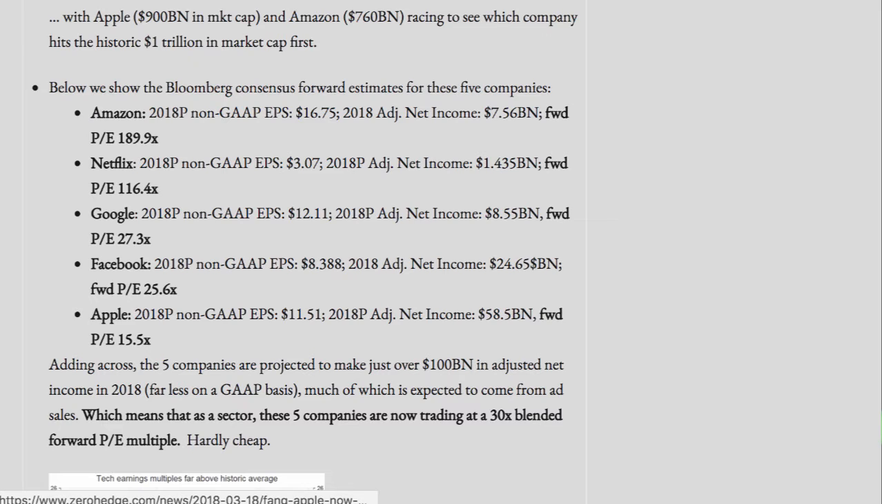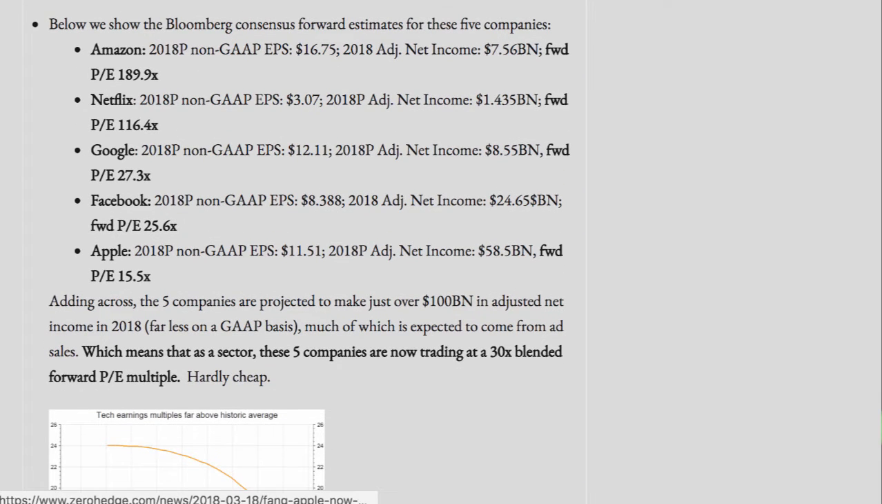Below, we show the Bloomberg consensus forward estimates for these 5 companies. Amazon, 2018 P non-GAAP EPS, $16.75. 2018 adjusted net income, $7.56 billion. Forward PE, 189.9x. Netflix, 2018 P non-GAAP EPS, $3.07. 2018 adjusted net income, $1.435 billion. Forward PE, 116.4x. Google, 2018 P non-GAAP EPS, $12.11. 2018 P adjusted net income, $8.55 billion.